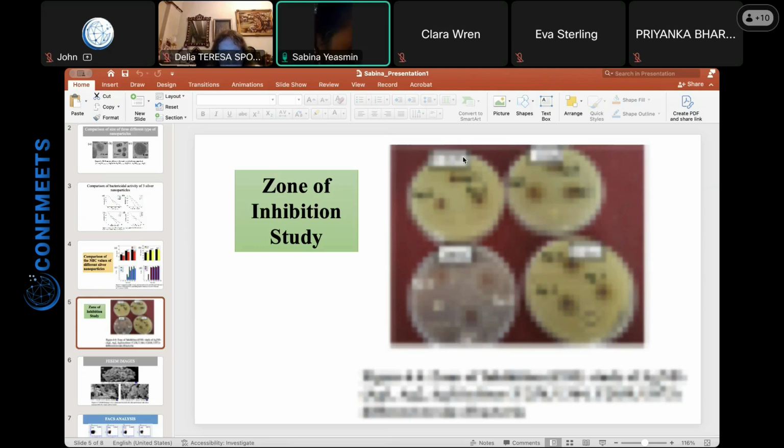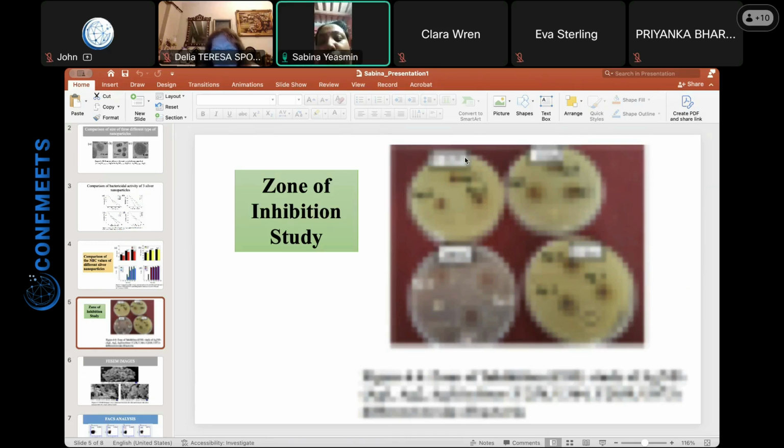the zone of inhibition study. Zone of inhibition study by well diffusion method. In this method, we cut wells and load the samples, comparing with antibiotics, and we study the zone of inhibition. I have done some of it.